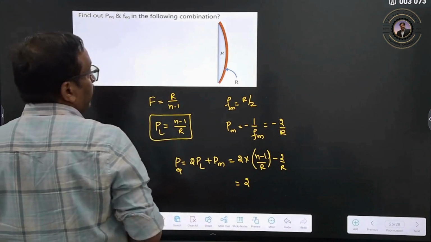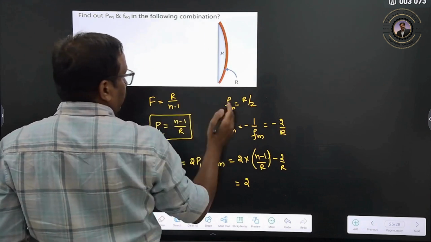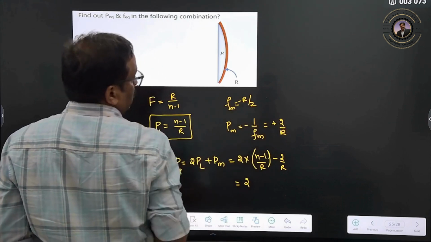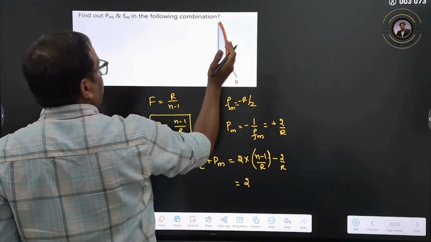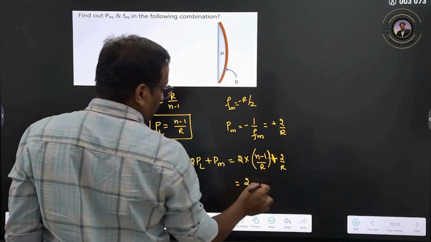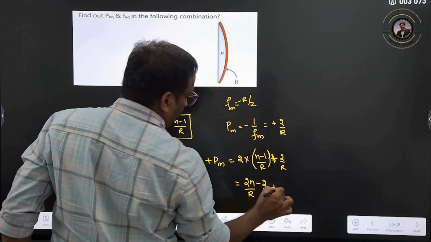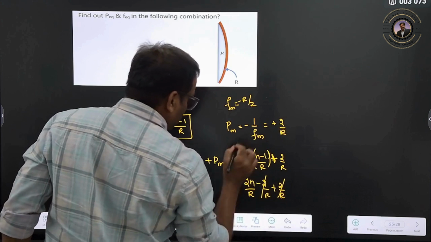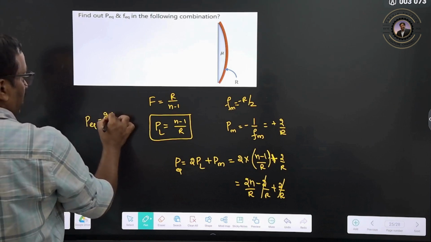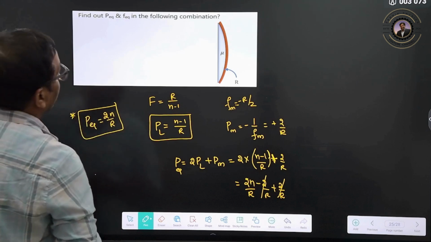Plano convex. Okay. This R is toward this side, so is it minus or plus? I will get plus here because this side will be your mirror. Okay, this will become plus. So 2n minus 2 by R plus 2 by R. This will get cancelled out. So the equivalent power we can write down as 2n by R. So this is your equivalent power, right?